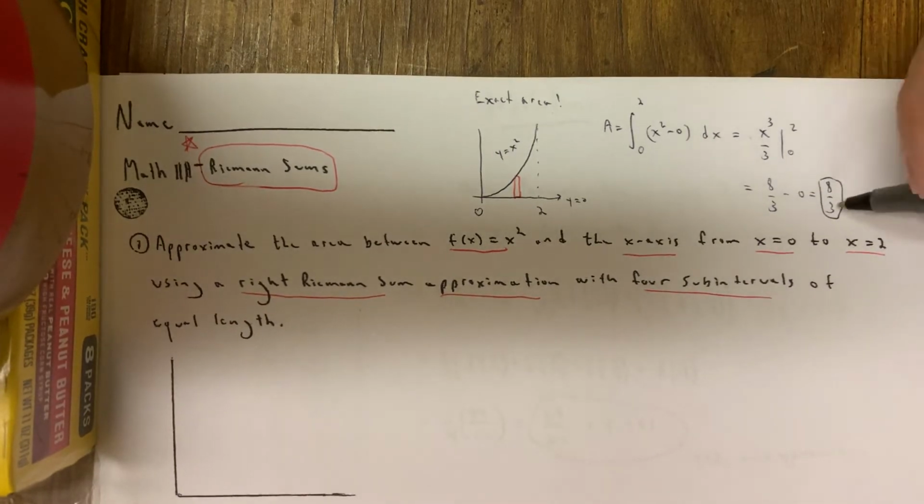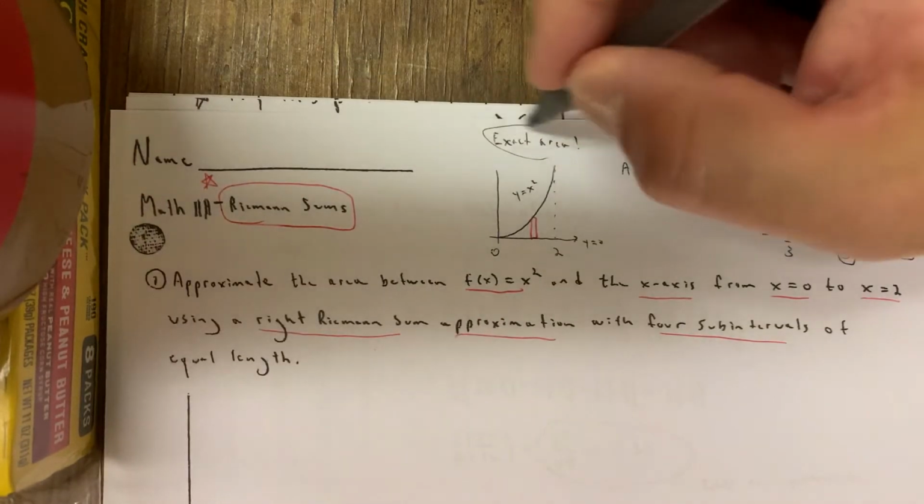And if you want that in decimal form, how many times does 3 go into 8? 2 times, okay? So 3 goes into 8 2 times, with 2 left over, so 2 out of 3, so 0.6 repeating. All right, so 2.6 repeating. That's your actual exact area over here.